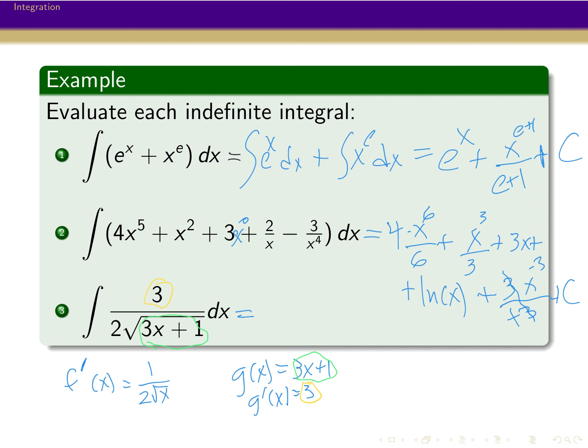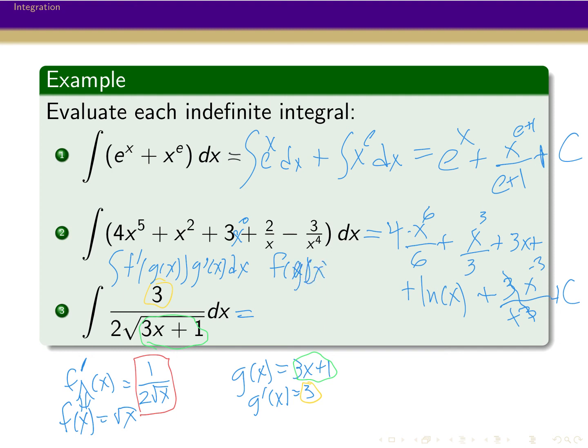And then this is all being plugged into 1 over 2 square root of x. Well, which function has derivative 1 over 2 square root of x? Well, that would be square root of x. So this is of the form integral f prime with g of x plugged in times g prime of x dx. And so on the other side, this is going to equal f with g of x plugged in, plus c. And so my f is the square root, my g is 3x plus 1, and then I add c at the end to give me my answer. Different than that answer.